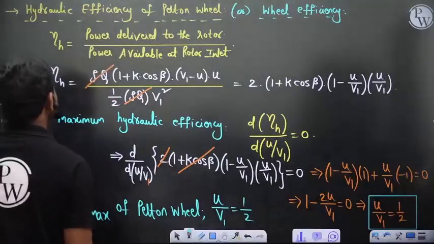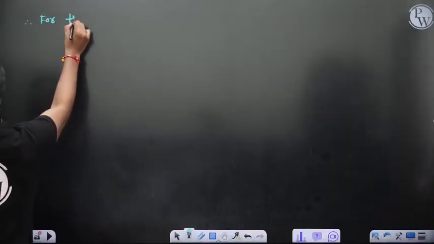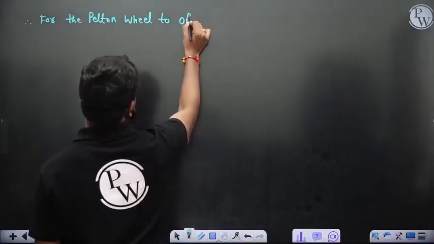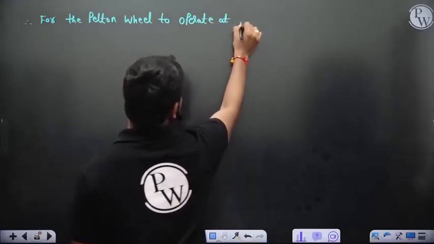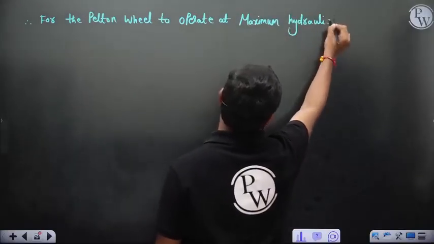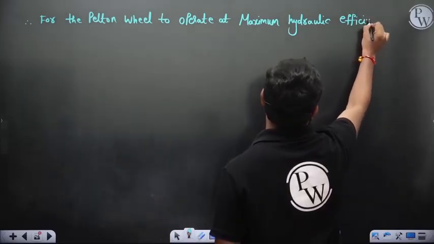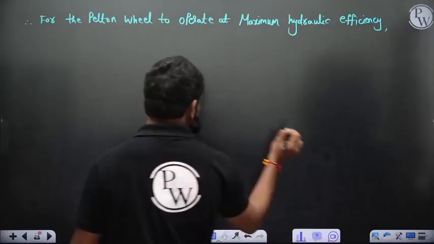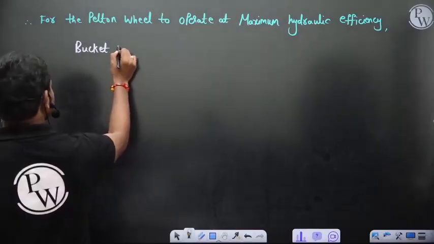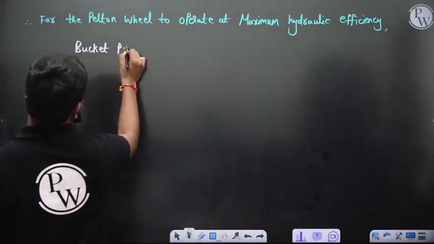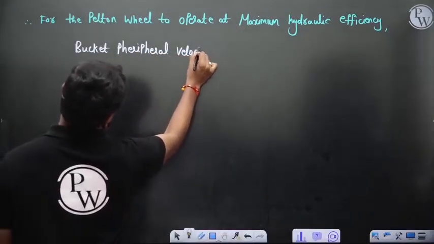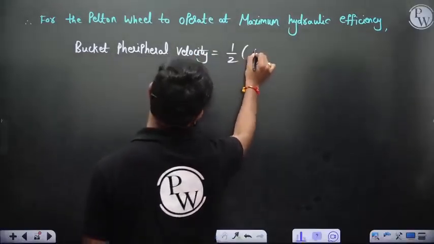So therefore, for the Pelton wheel to operate at maximum hydraulic efficiency, the bucket peripheral velocity should be equal to half of the jet velocity.